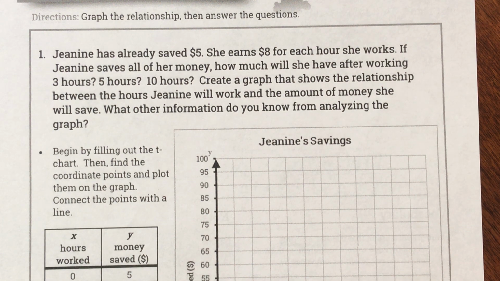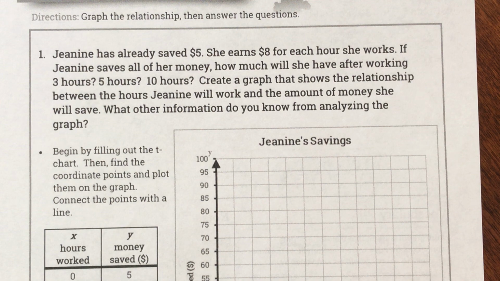She earns $8 for each hour she works. If Janine saves all of her money, how much money will she have after working 3 hours, 5 hours, 10 hours? Create a graph that shows the relationship between the hours Janine will work and the amount of money she will save. What other information do you know from analyzing the graph?